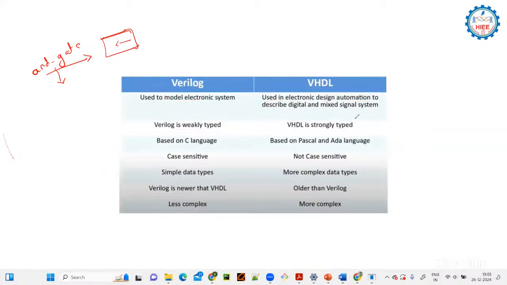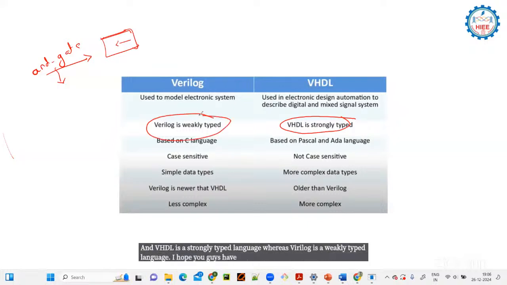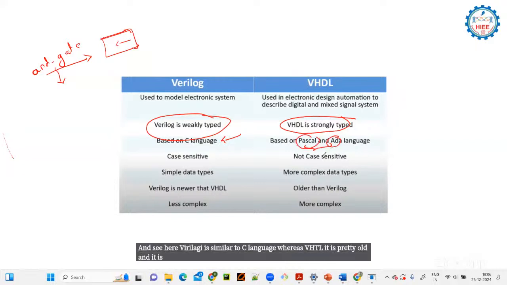VHDL is a strongly typed language, whereas Verilog is a weakly typed language. I hope you have some idea of what a weakly typed language and a strongly typed language are. If not, let me know, I will explain. Verilog is similar to the C language, whereas VHDL is pretty old and is based on Pascal or Ada languages.